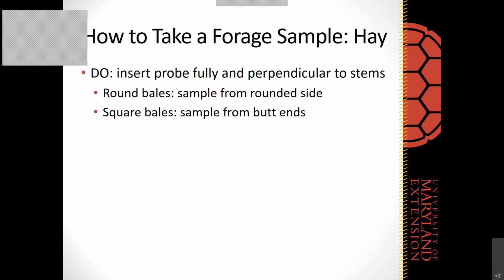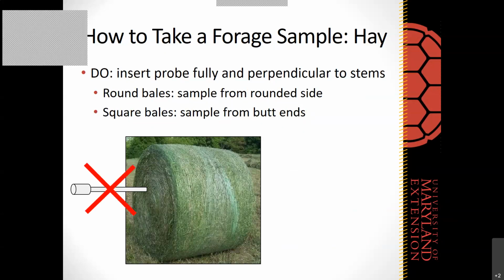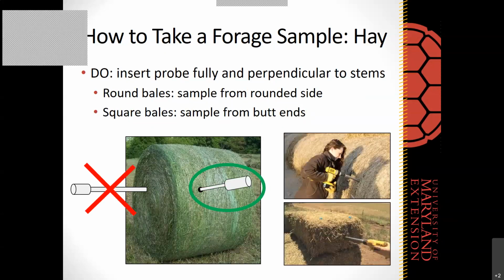So back to the do's, when you're using the hay core, what you should do is insert that probe fully and perpendicular to the stems. What that means is, for our round bales, we want to sample from the rounded side, not from the end, the butt end of the hay bale. We want to go perpendicular to those stems. And if we're looking at a square bale, that will be from the butt end. So we want to go across section, across where those stems are going into that hay bale.